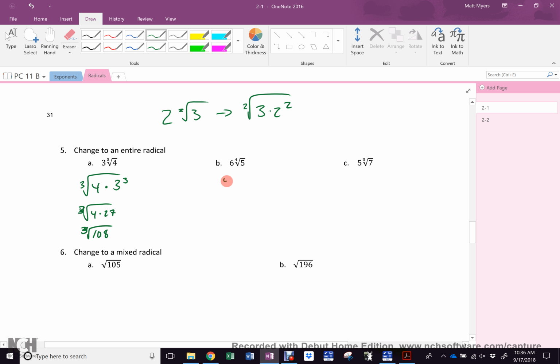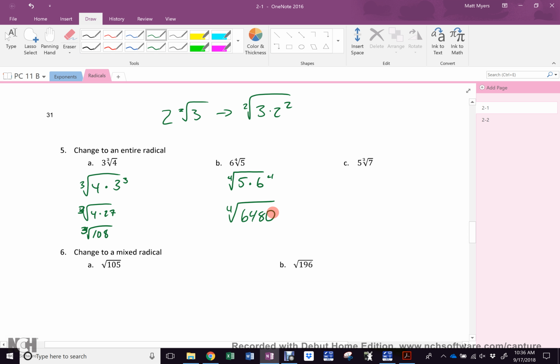Same thing. It's going to be the fourth root of 5. That 4 looks like it's a coefficient. Fourth root of 5 times what? 6 to what power? The fourth. 6 to the fourth is 216, 1296. 1296 times 5 is 6,000, and 96 times 5 is 450, and 30, so it's 6,480.